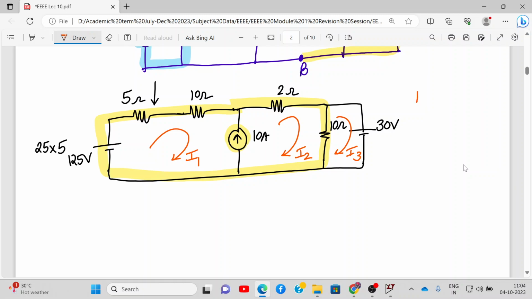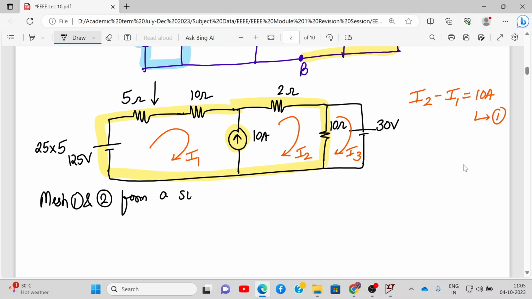We can write it as I2 minus I1 is equal to 10 amperes. This we call equation number 1. Why is it I2 minus I1? Because the I2 direction and the 10 ampere current source direction are the same. And next, we can write that mesh number 1 and 2 form a super mesh.